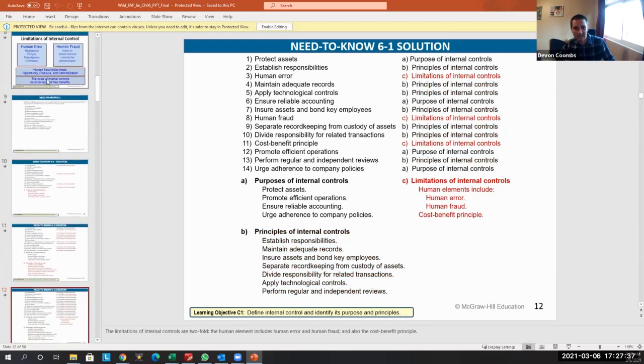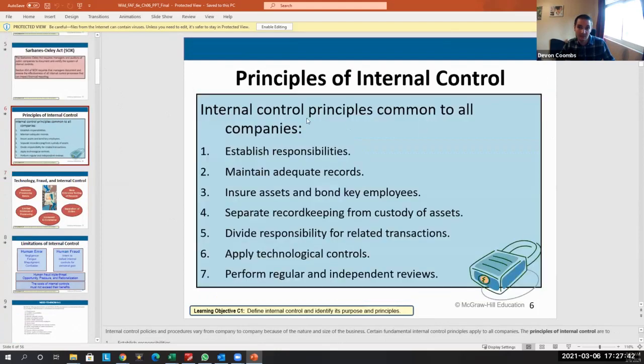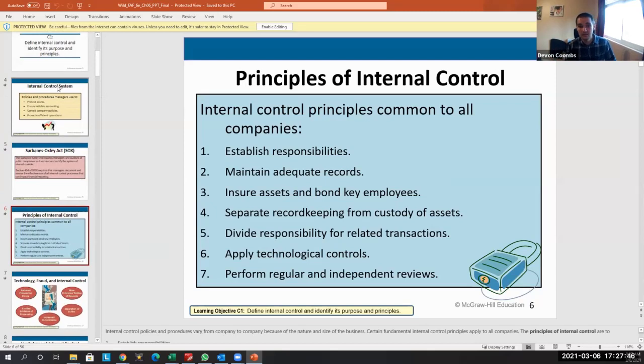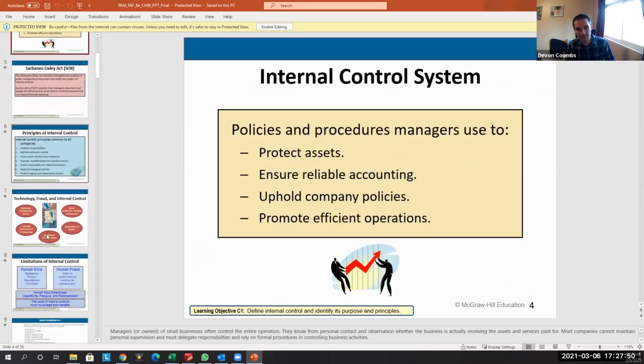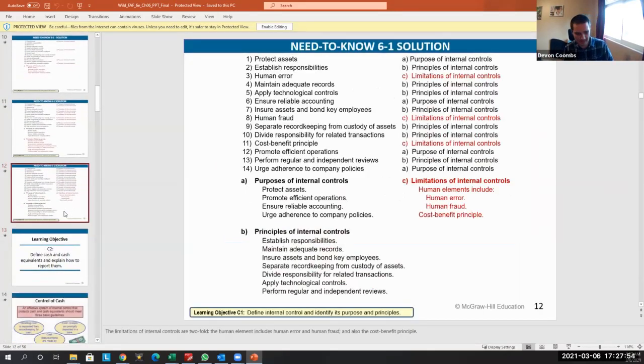Just make sure you understand that these are the limitations and these are the principles, and understand the whole goal is really to protect assets, ensure reliable accounting, and uphold company policies. I think this question is kind of pointless and confusing, so I wouldn't dig into it. We'll go over the midterm, how I'd want you to look at the question. But really, I just want you to understand the principle of internal controls and what the goals are, and also understand the fraud triangle.